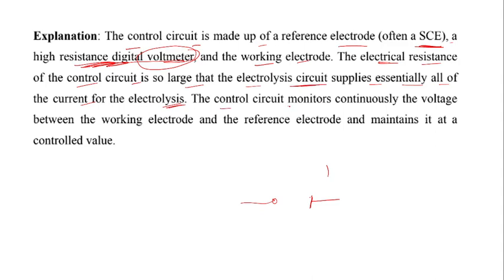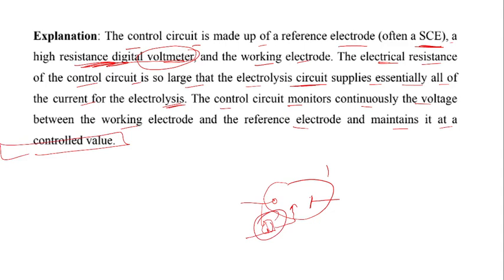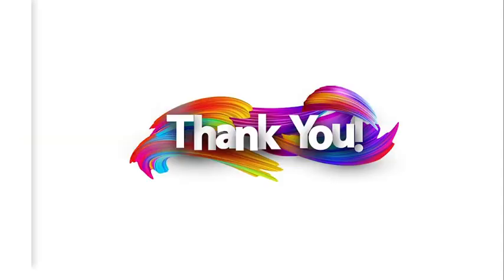The control circuit monitors the voltage continuously. Here the voltmeter is there, so it will continuously measure the voltage. The control circuit monitors continuously the voltage between the working electrode and the reference electrode and maintains it at the controlled value. So the voltage will remain constant and we will maintain it at the control value, by the potential step. So this is all about these 10 questions of the previous semester.